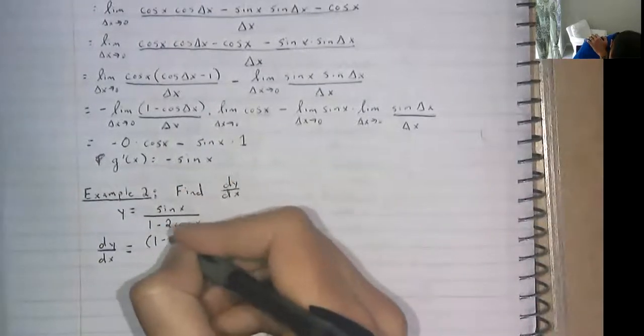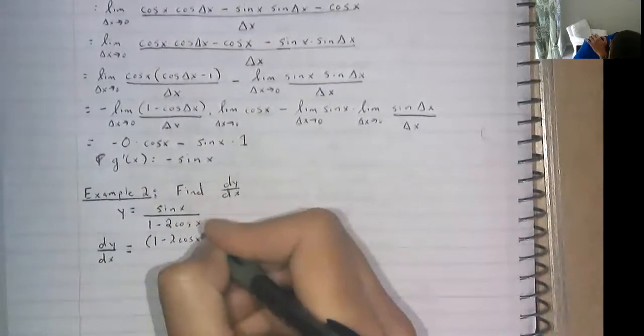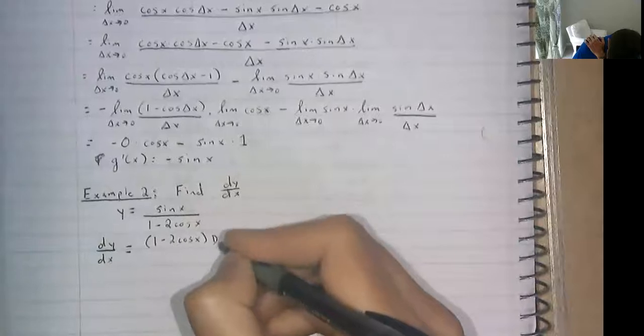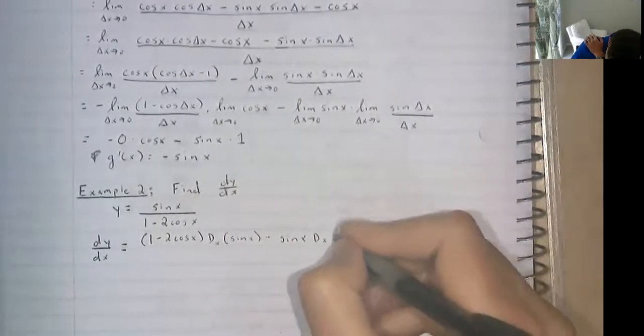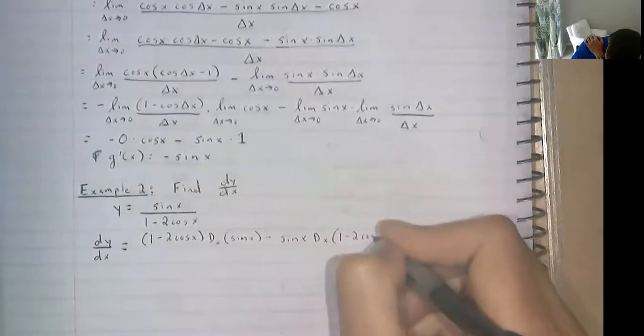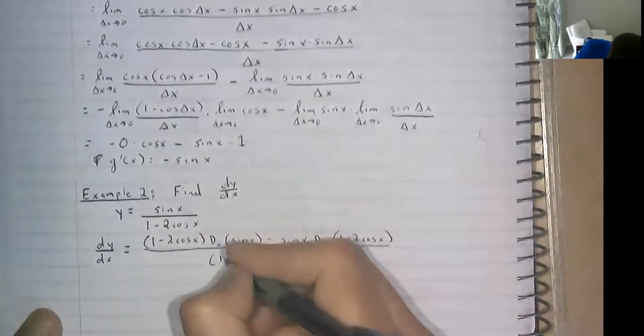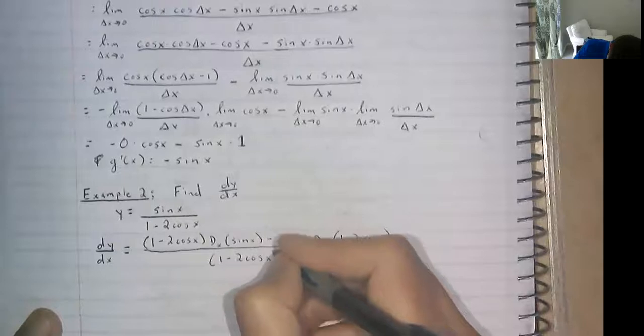is going to be the denominator times the derivative of the numerator minus the numerator times the derivative of the denominator, all divided by the denominator squared.